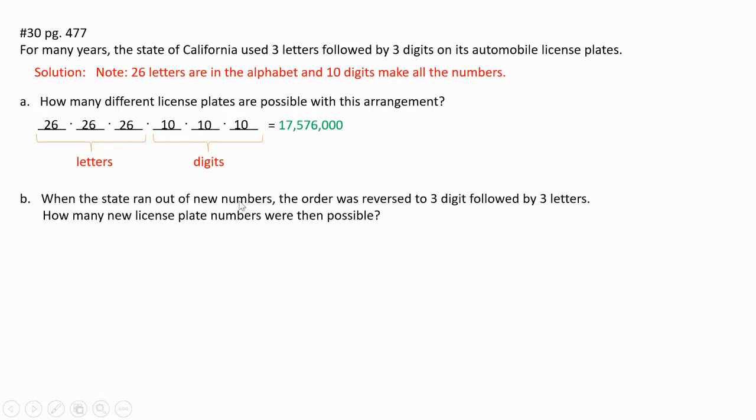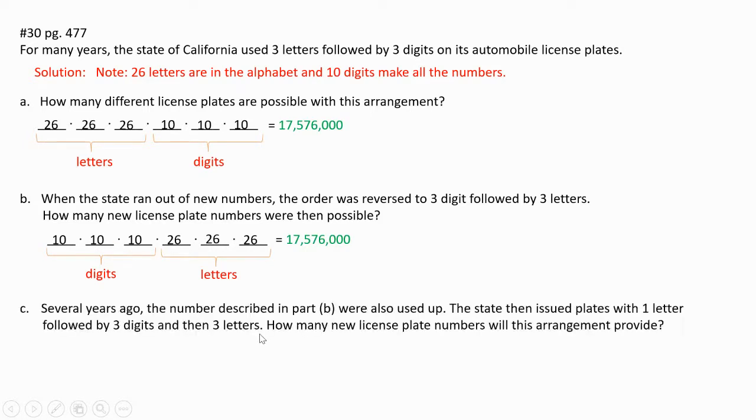When the state ran out of new numbers, because they were making more cars, the order was reversed to 3 digits followed by 3 letters. How many new license plates were possible? So now they reverse the order. These are the digits and these are the letters. So 10 can go in the first space, 10 in the second, and 10 in the third. Same thing with the letters. In other words, same number of numbers, because here you're applying the commutative property. If you reverse the order of when you multiply, you get the same answer.